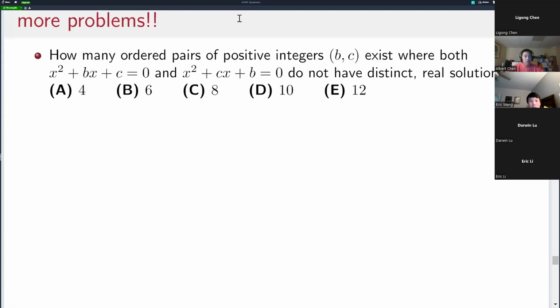Yeah. So now our next problem is, how many ordered pairs of positive integers b and c exist where both x squared plus bx plus c equals 0 and x squared plus cx plus b do not have distinct real solutions? I think I found this from last year's AMC 10. So this is pretty recent, and yeah. Oh, me and Albert both got this wrong actually on the real AMC 10. So it's a bit confusing, but I think you guys can get it.